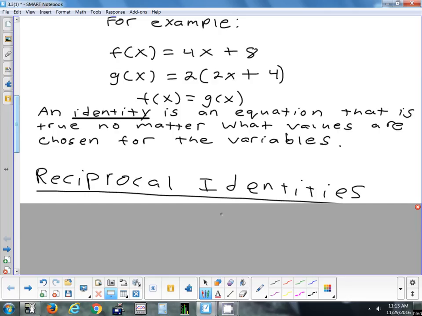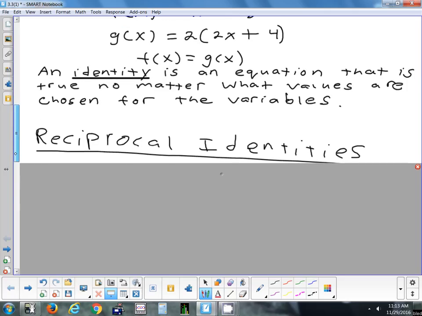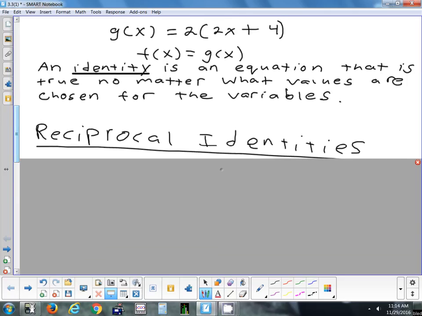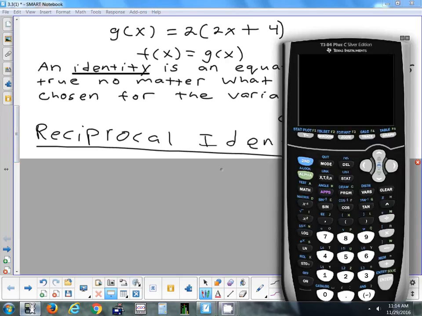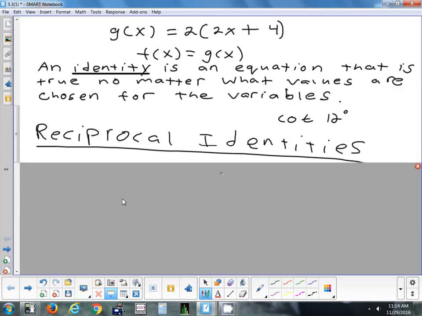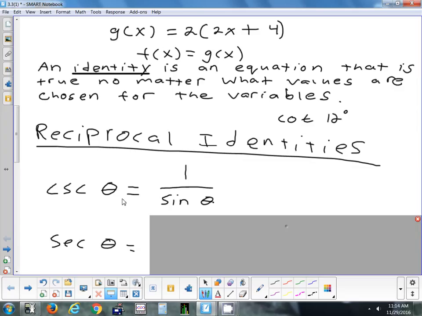The first set of identities we're going to look at are called the reciprocal identities. And we already talked about these earlier in the year. The reciprocal identities are used, for example, if I said to you, do this on the calculator: find the cotangent of 12 degrees. Do you have a button for cotangent on the calculator? No. You have a button for tangent. So what you have to do is take the tangent and flip it. That's the idea of the reciprocal identities.